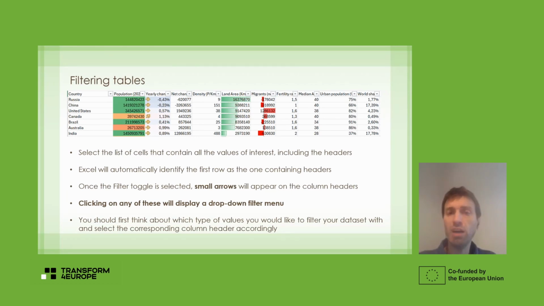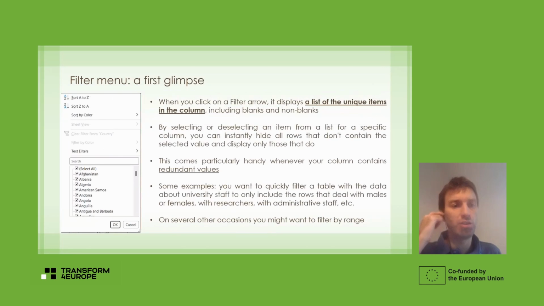So obviously, we first need to think about which is the column that we want to apply a filter to, and then we click on the arrow, and the drop-down menu looks something like this, okay? You will get a list of all unique values that are included in your column. So in this case, for example, I have selected the country column, okay?